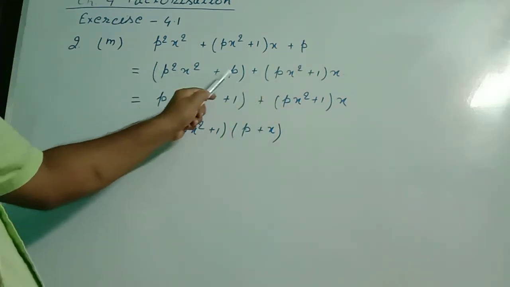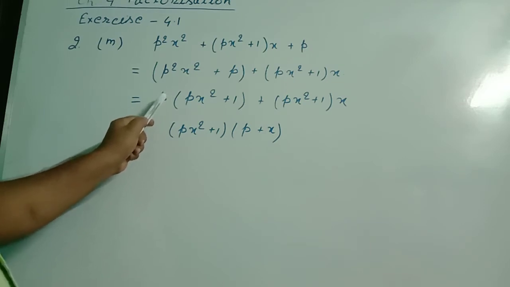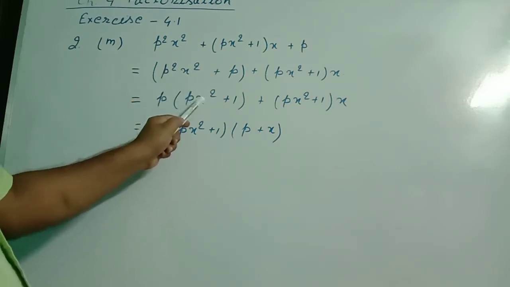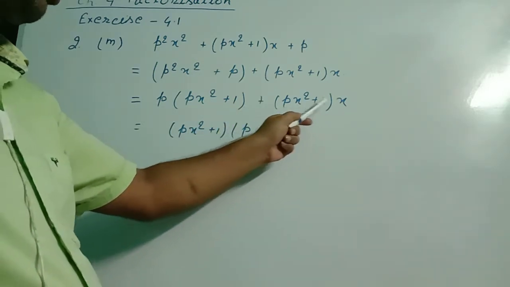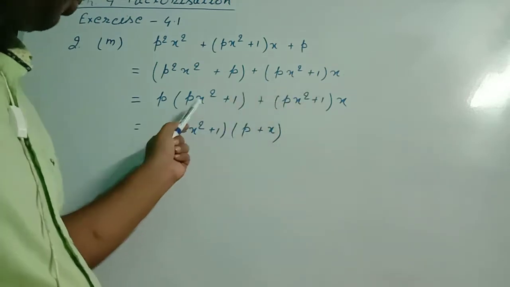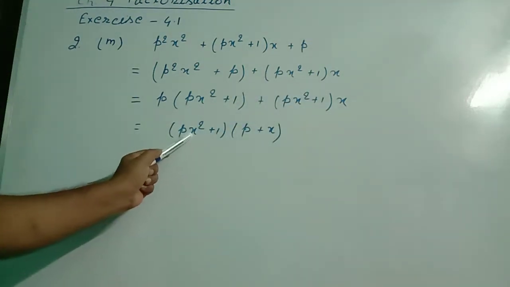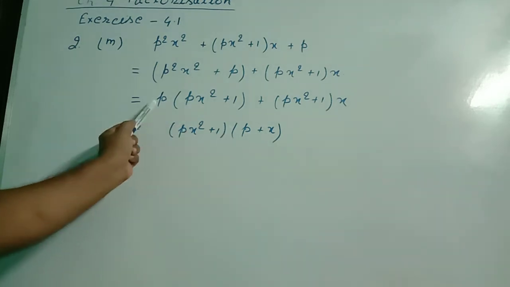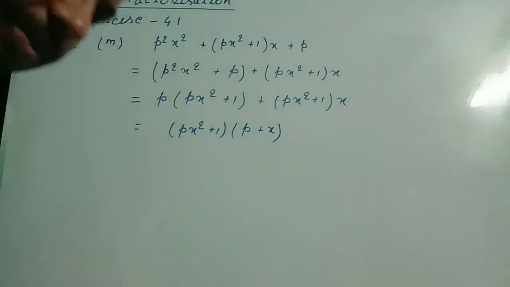From here we have the possibility to take p common. So I took p common here, px² is left and here 1 is left. And this side is already (px² + 1) into x. So in these two terms, what are we seeing? px² + 1, px² + 1 became common. I took common (px² + 1) into (p + x). I enclosed in bracket. This became the answer.